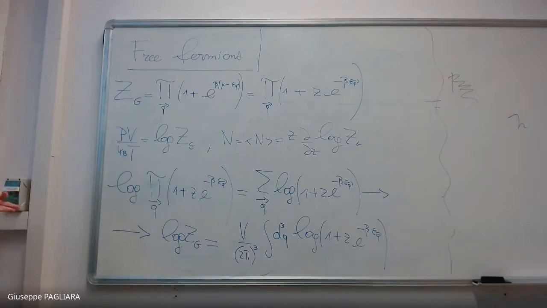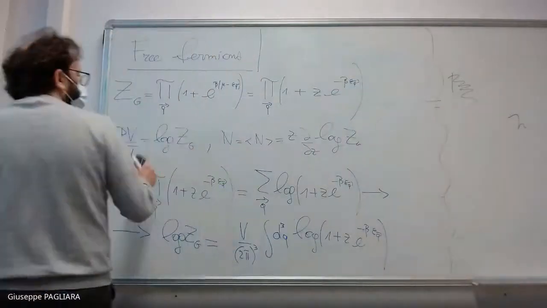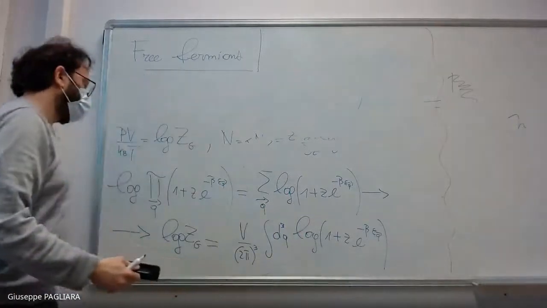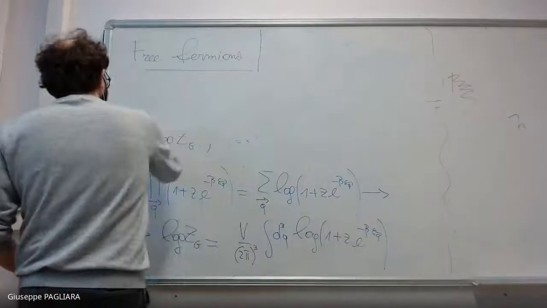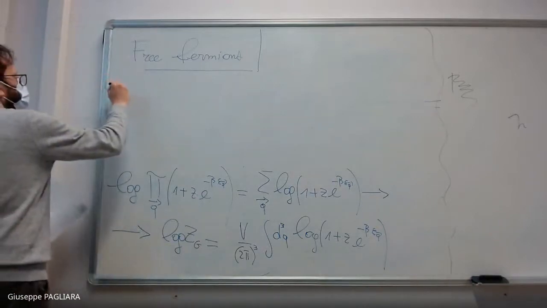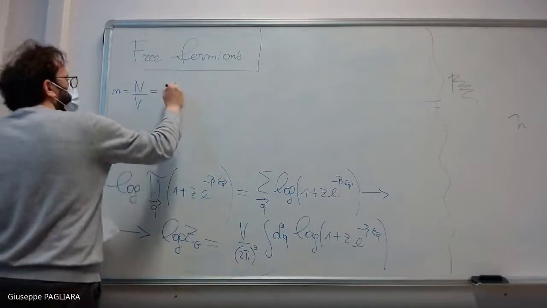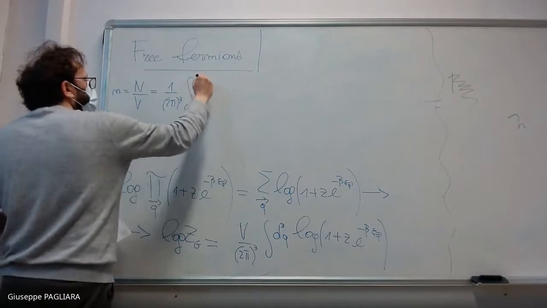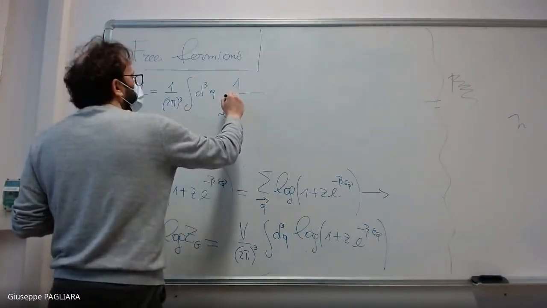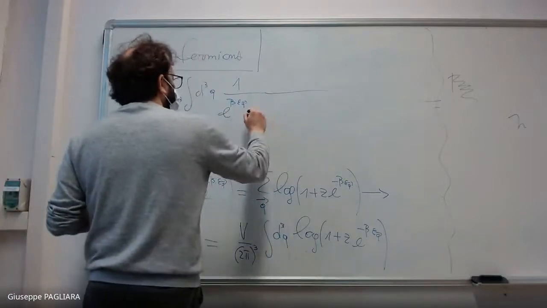Once I have the log of the grand canonical partition function, which is this quantity, then I can compute, for instance, the number of particles N. The calculations are really the same as for the boson gas, but for the fact that there is a slightly different expression here. For the density, which is N divided by the volume, I get the result that you know already: 1 over 2 pi cubed, the integral over d3q of 1 over z inverse e to the beta epsilon q plus 1.